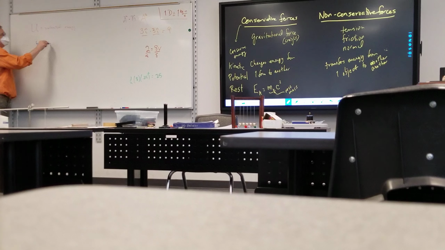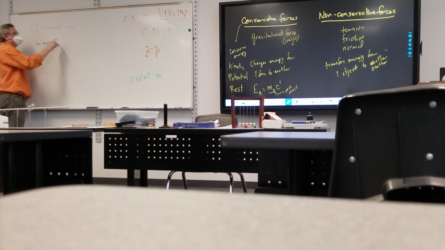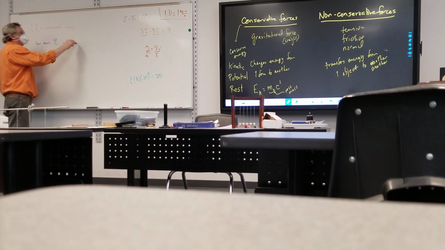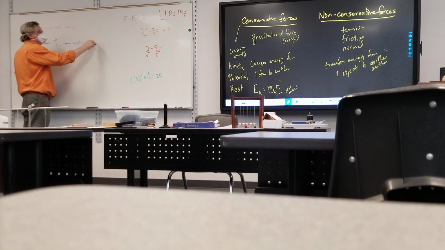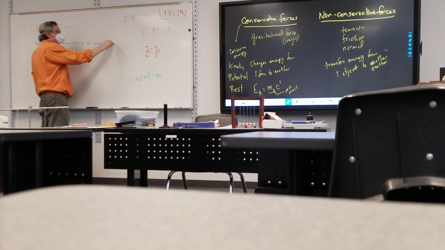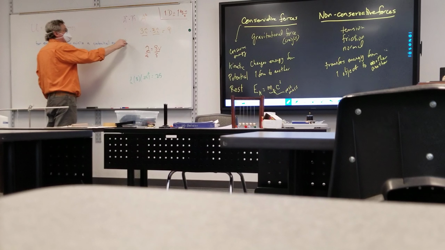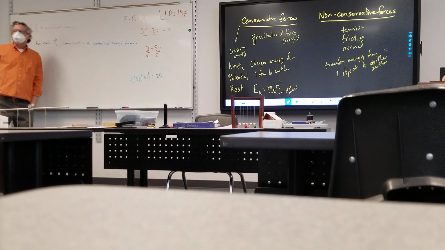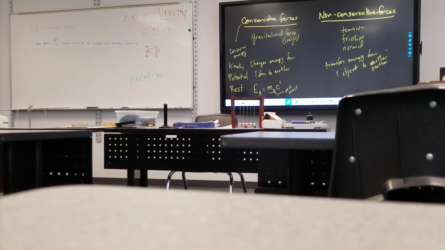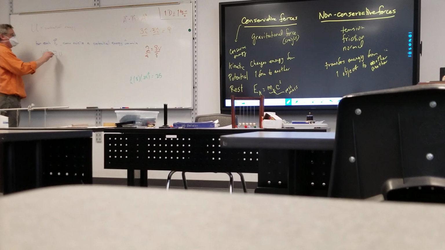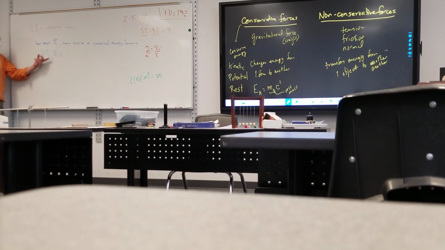For each conservative force, there exists a potential energy formula. Or shorthand notation. Is that a line or an upside down A? That's an upside down A. It means for each and every. And then the backwards capital E means there exists.